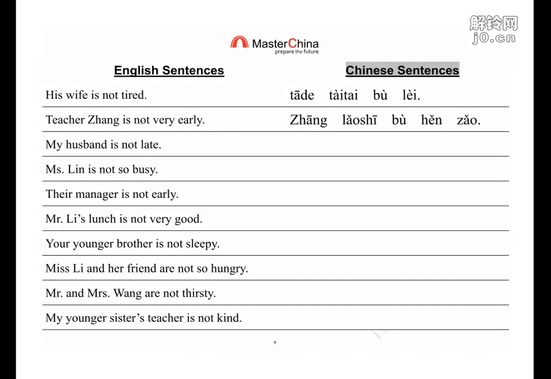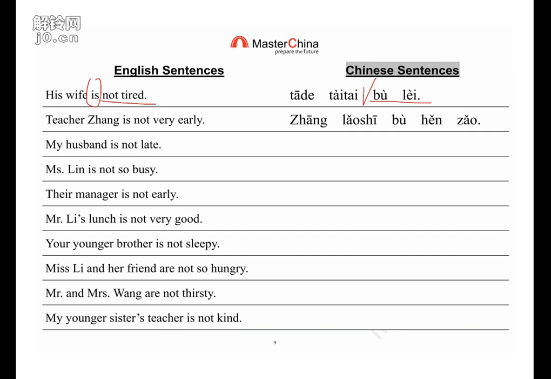Now let's do some exercises so we can understand deeply. My wife is not tired. Sorry, his wife is not tired. So we know 他的太太 not tired, 不累. So 不累 is not tired, totally. She's fine. But anyway, in this sentence, there is no 是 here, right? No verb.